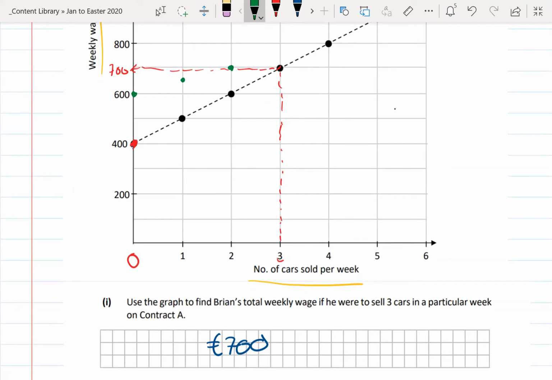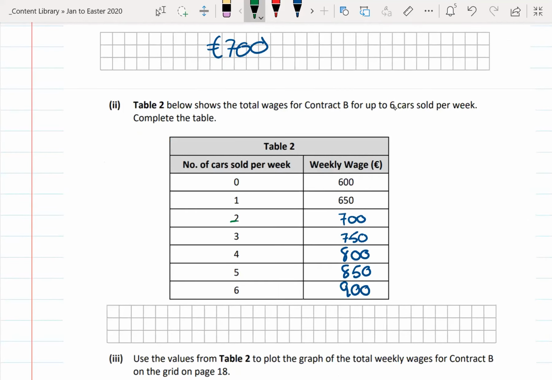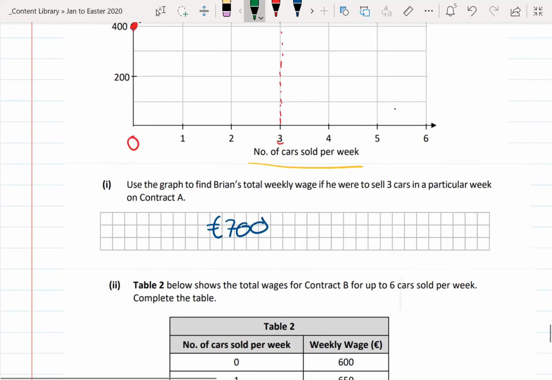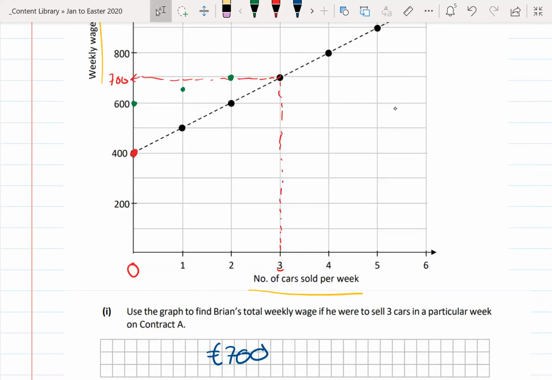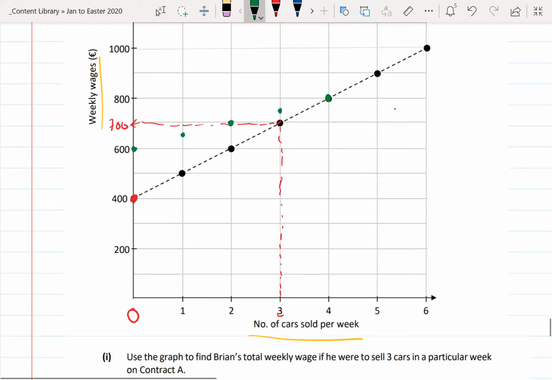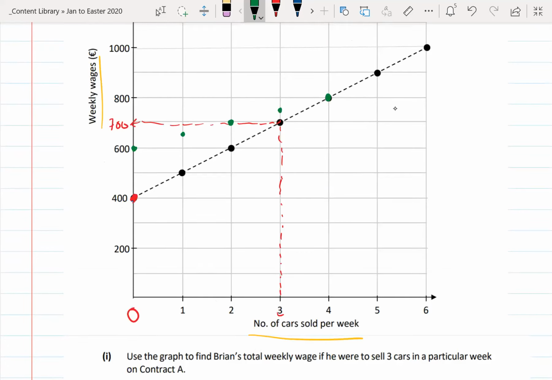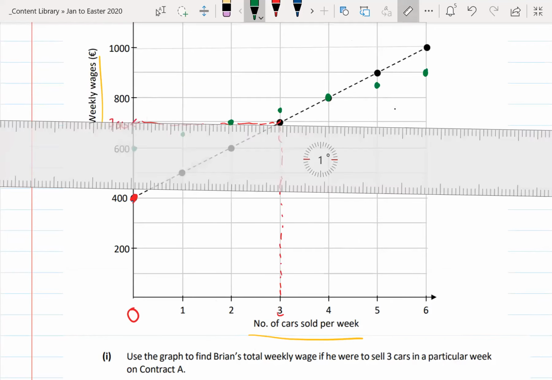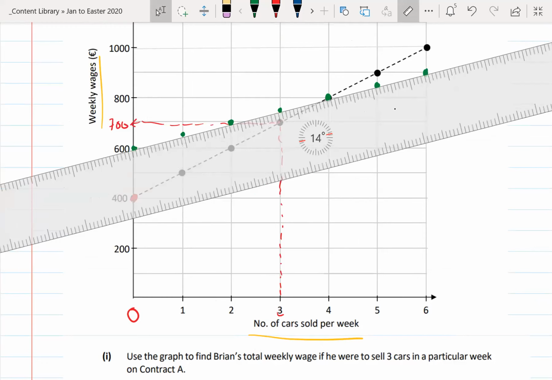Let me just make sure I'm doing this right. Yeah, 2 cars is 700. Three cars, 750. 4 cars, 800. 5 cars, 850. 6 cars, 900. Just get a ruler, then join up those dots, the first with the last, and they all should be on that line. Okay, so that's contract B.